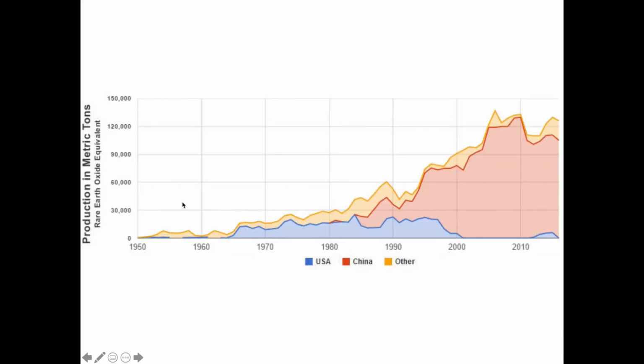One of the biggest concerns with renewable energy technology is the source of the rare earth metals that are necessary to build those technologies. So here is a figure with data from 1950 through 2017, and the blue here is the production of rare earth elements in the United States. The red here is the production of rare earth elements in China, and all other countries combined here are in orange.